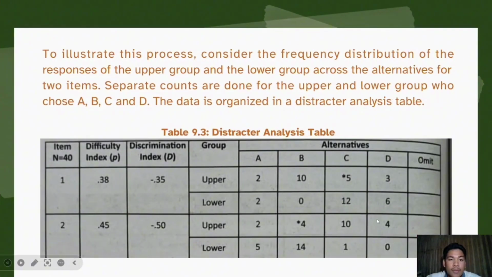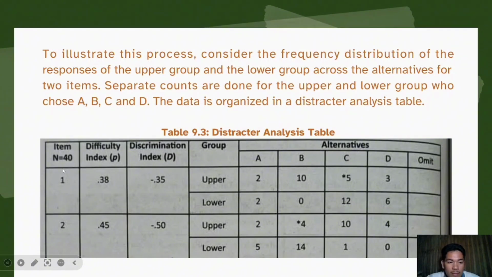So to illustrate this process, consider the frequency distribution of the responses of the upper group and the lower group across the alternatives for two items. Separate counts are done for the upper and lower group, who choose A, B, C, and D. The data is organized in the structure analysis table. Table 9.3, the structural analysis table.